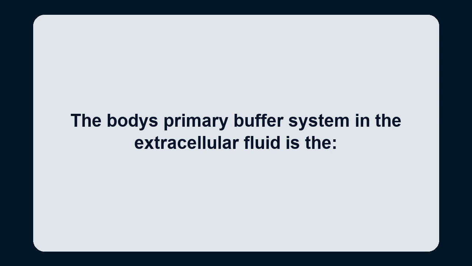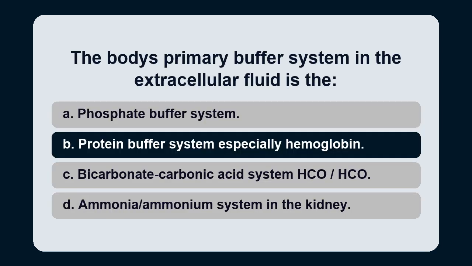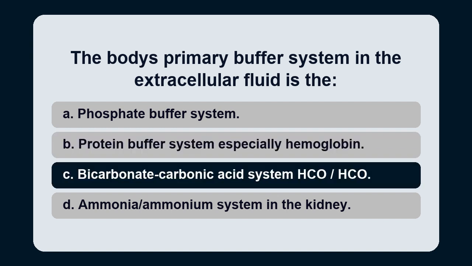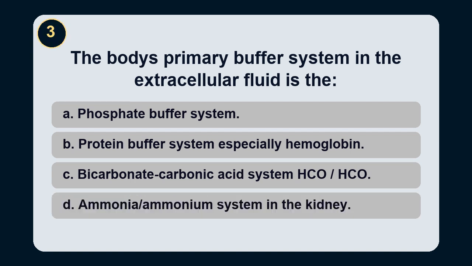Question 1. The primary buffer system in the extracellular fluid is the: Option A. Phosphate buffer system. Option B. Protein buffer system, especially hemoglobin. Option C. Bicarbonate carbonic acid system, HCO3-/H2CO3. Option D. Ammonia/ammonium system in the kidney.